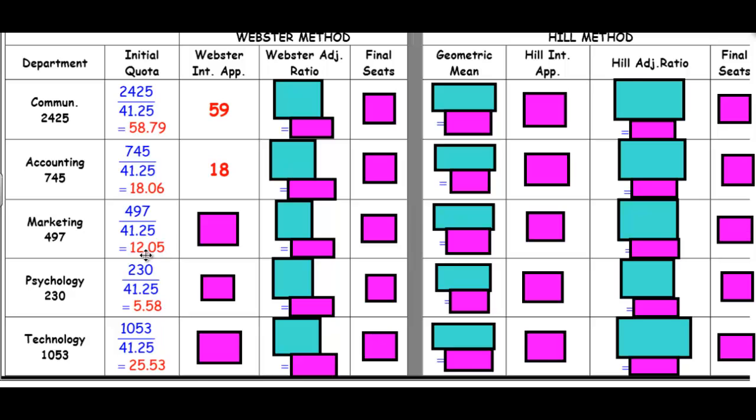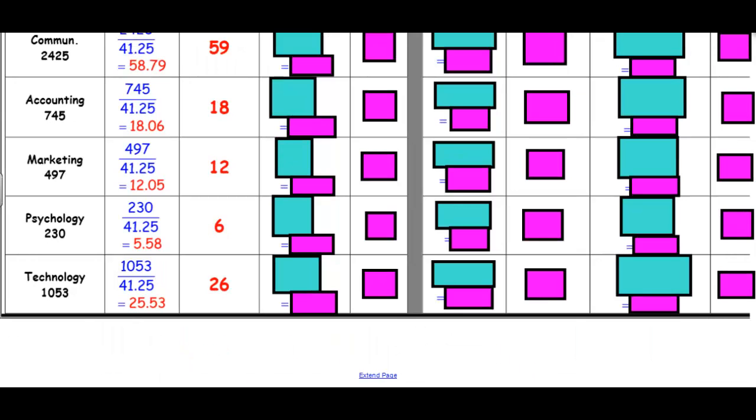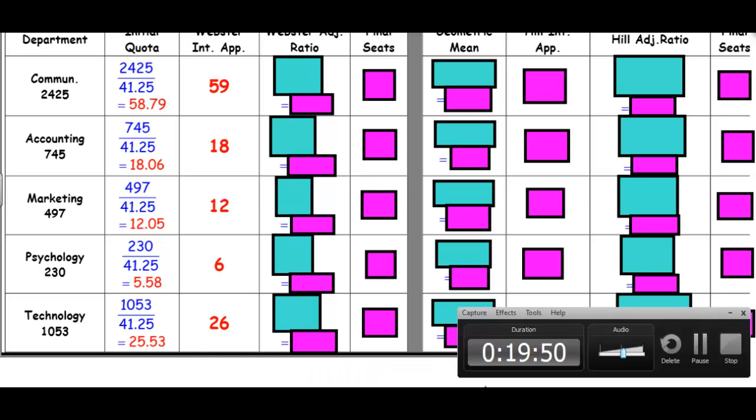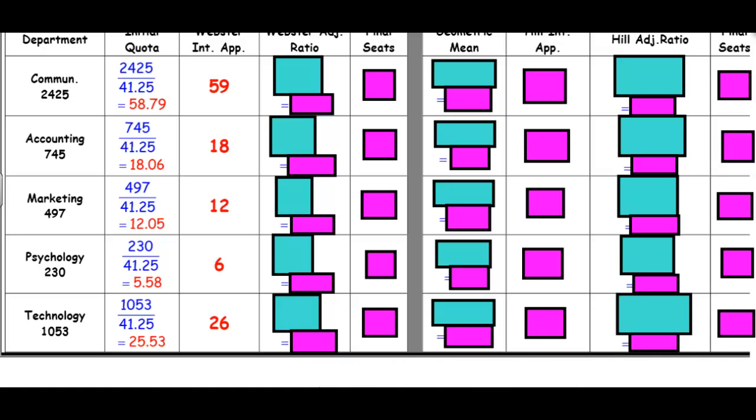0.05 is less than 0.5, so it will round down to 12. 0.58 is bigger than 0.5, so this rounds up to 6. And 0.53 is bigger than 0.5, so it also rounds up, so this will be 26. Now, if you added these up, which you could just type straight into your calculator, we end up with 121.